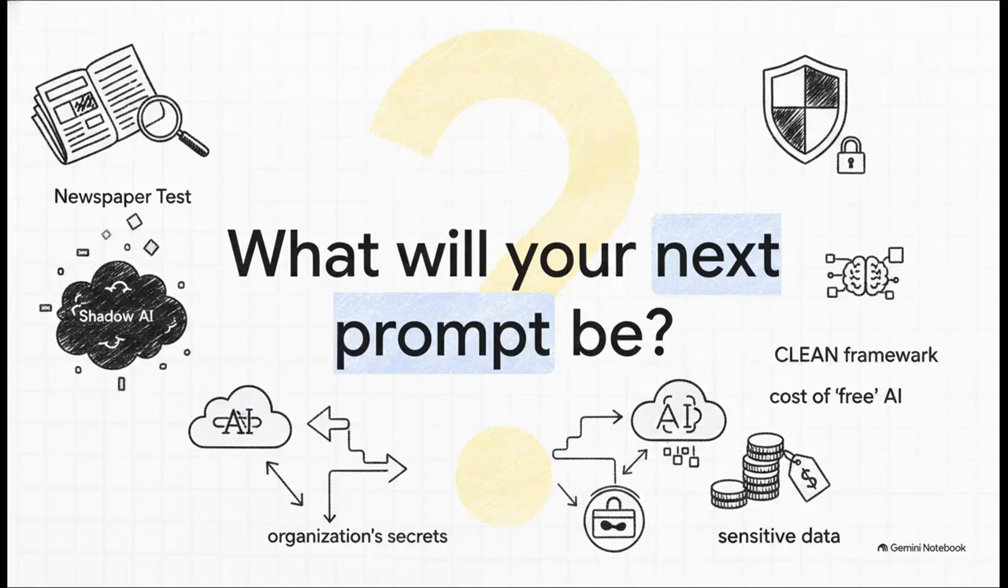Well, we have covered a ton of ground in this explainer today, from the newspaper test to the insidious nature of shadow AI, all the way through the CLEAN framework. You are now fully armed with the knowledge to recognize sensitive data and really understand the true cost of free AI. Protecting your digital footprint and your organization's secrets is entirely in your hands now. So I'll leave you with this final provocative thought to carry into the rest of your workday. Knowing the hidden costs and pathways of data leakage, what exactly will your next prompt be?